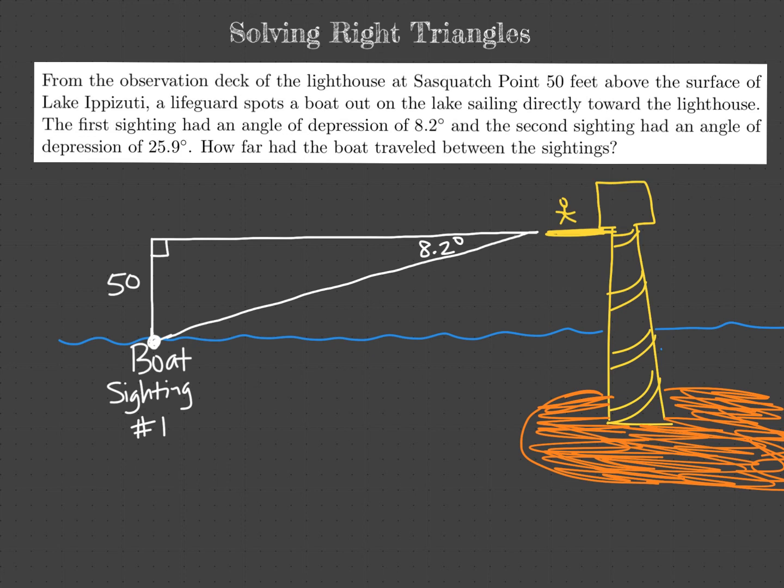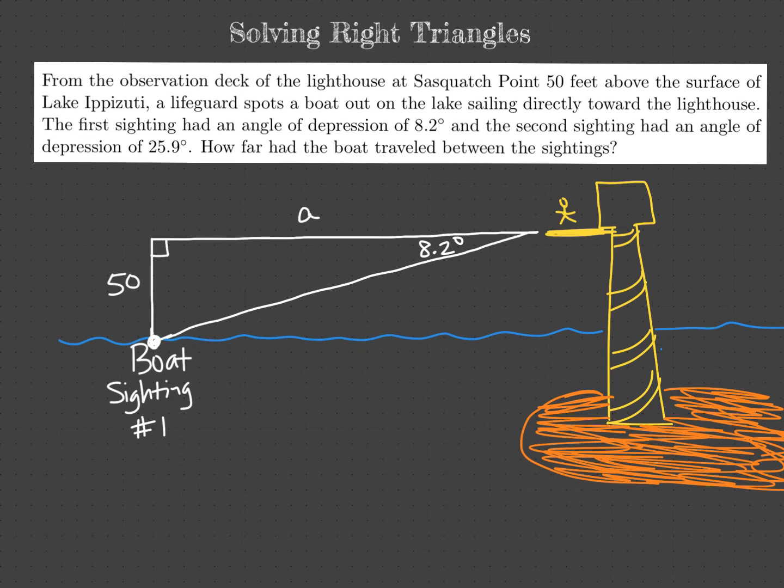Now, we also are going to have another sighting, and the angle of depression is bigger. That's because the boat is coming towards the lighthouse. So it's going to be 25.9 degrees. So it's going to be bigger and come down sooner. The boat has traveled. So at this point right now, the boat is this distance away from the lighthouse or the observation deck. So we really want to first find this length right here. Let's do that first without even drawing the other triangle in, to make it not look messy. Let's just find this length here.